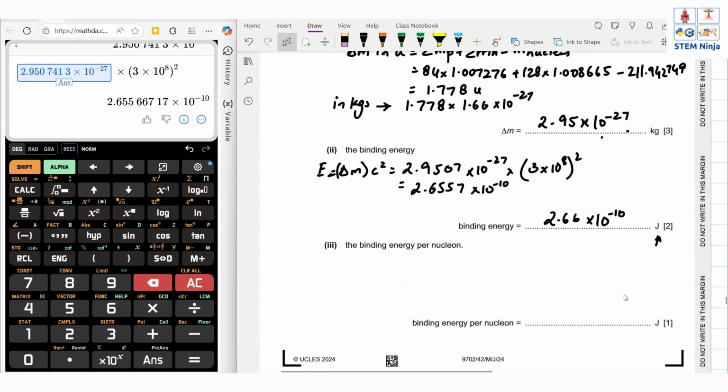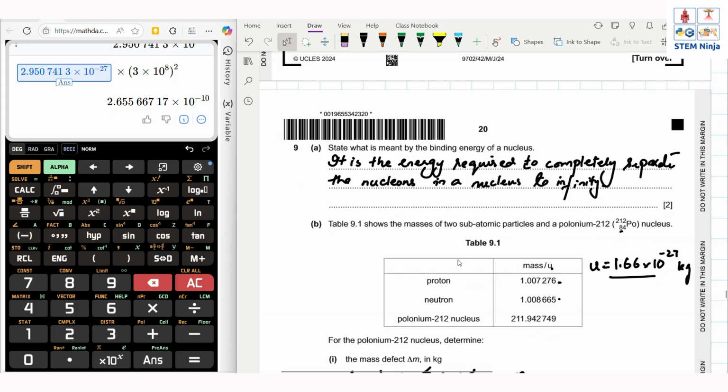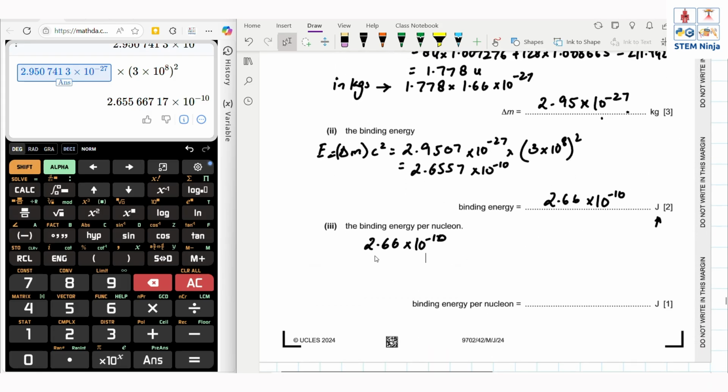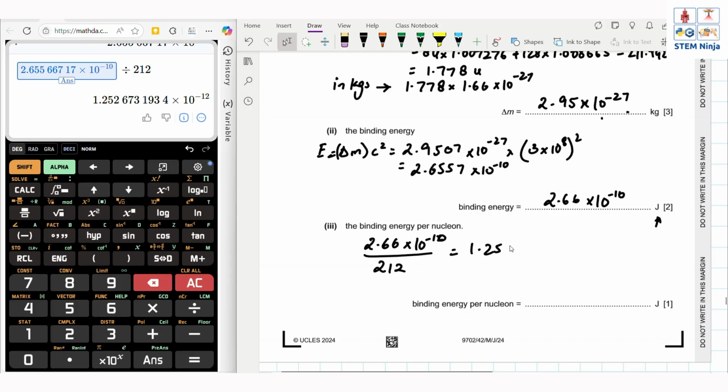The binding energy per nucleon would be just simply divided by the total number of nucleons. So 2.66 × 10^-10. I think it was 212. Yes, 212, divided by the total nucleons. So this divided by 212, you get 1.253 × 10^-12. So this is 1.25 × 10^-12.